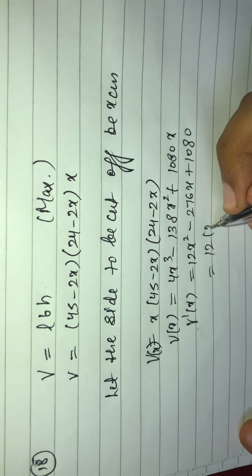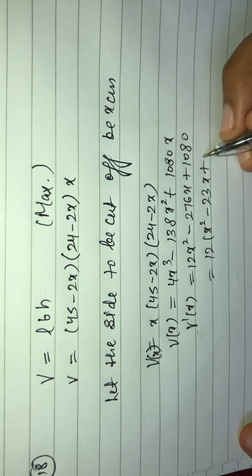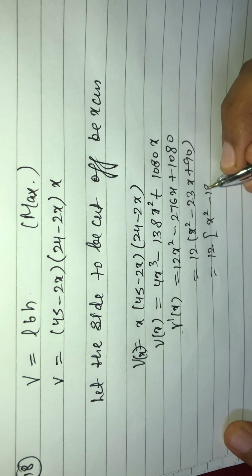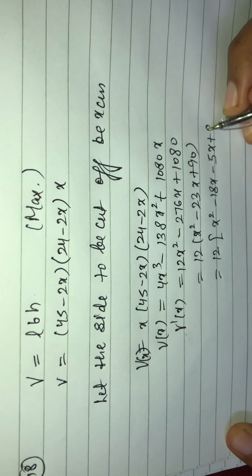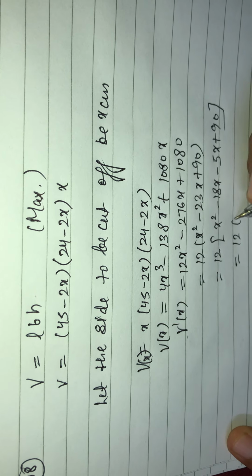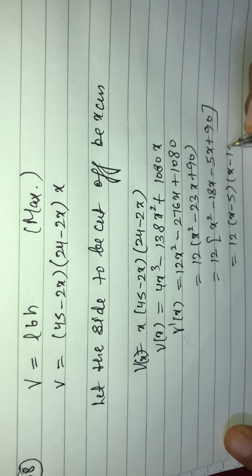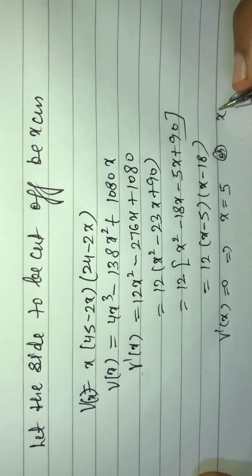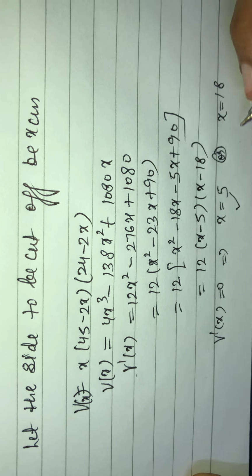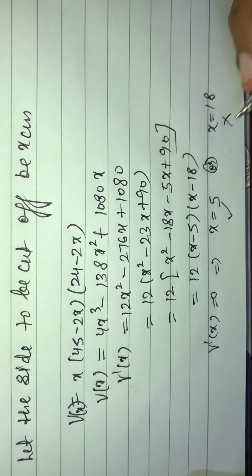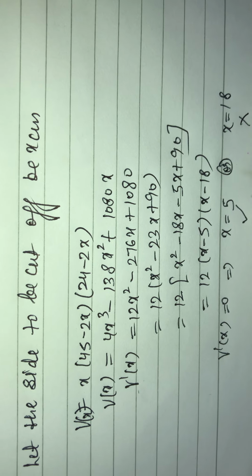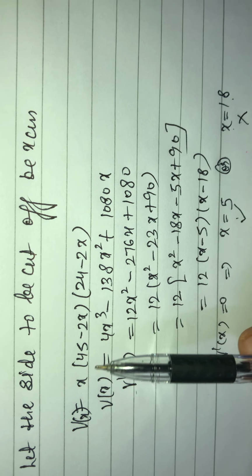So I am getting 12 times x square minus 23x plus 90. After taking factors, I will be getting x square minus 18x minus 5x plus 90, so you will be getting 12 into x minus 5, x minus 18. Now if I calculate V dash x equal to 0, I am getting x as 5 or x as 18. Now do remember, I will consider this point, I will not consider this point.